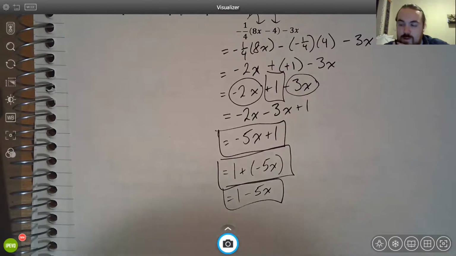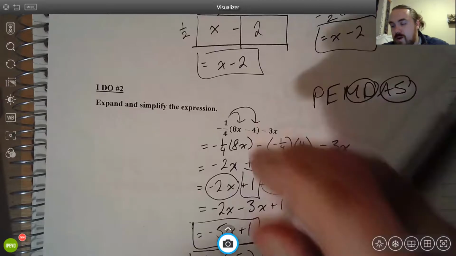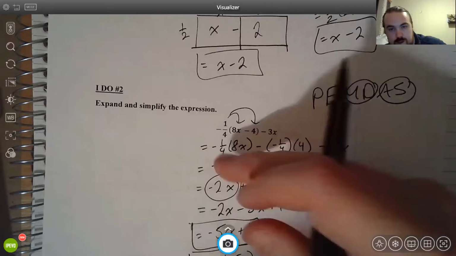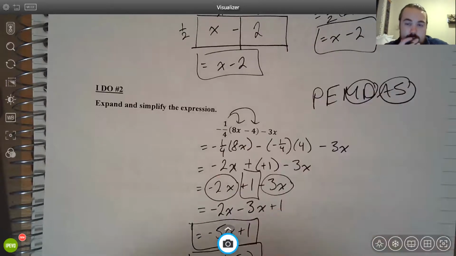Please make sure that you're showing your work. Again, PEMDAS, arrows, boxes and circles, lining things up. A lot of the work has been beautiful.